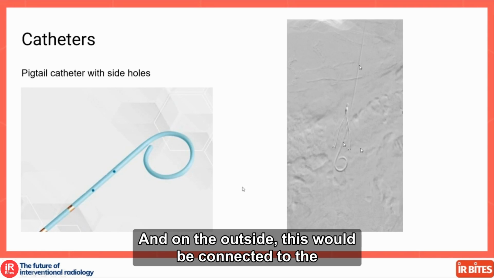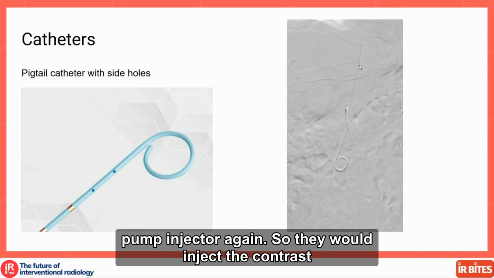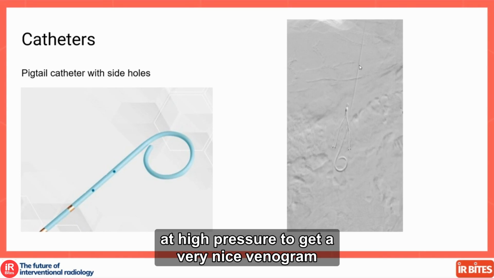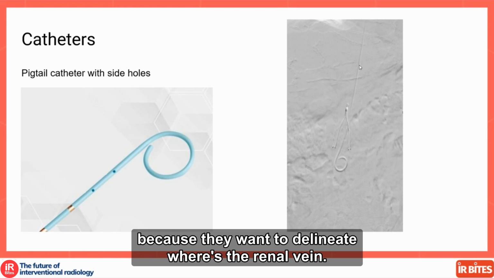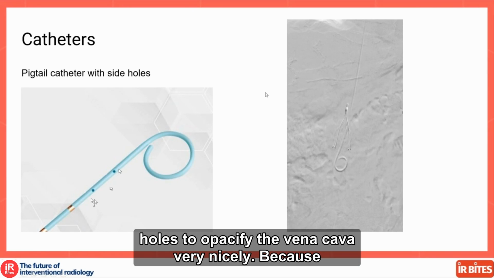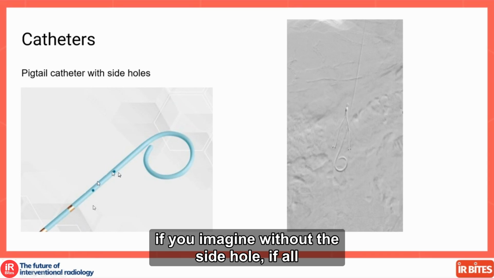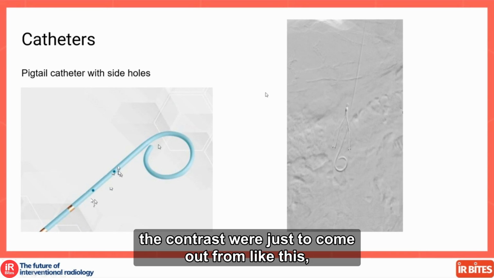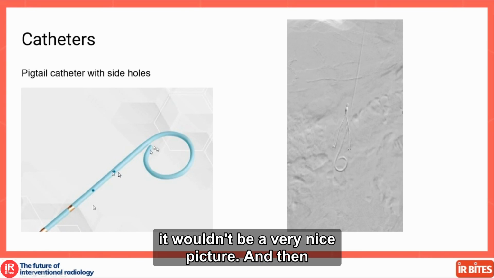And on the outside, this would be connected to the pump injector again. They would inject the contrast at high pressure to get a very nice venogram because they want to delineate where the renal vein is. High pressure contrast comes out from the side holes to opacify the vena cava very nicely. Because if you imagine without the side holes, if all the contrast were just to come out from the end, it wouldn't be a very nice picture.